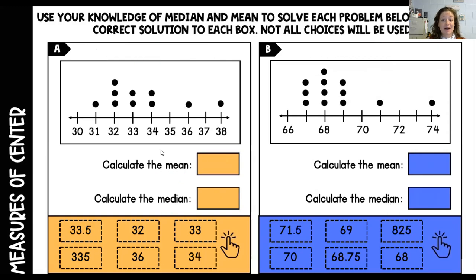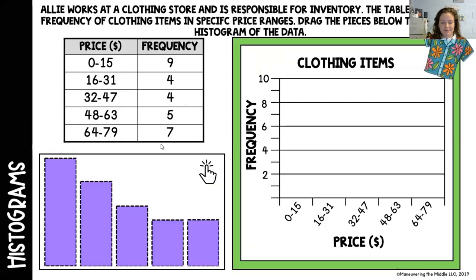Okay, so that was dot plots. Let's go ahead and talk about some histograms here. Okay, so Allie works at a clothing store and is responsible for inventory. The table shows the frequency of clothing items in specific price ranges. Drag the prices below to create a histogram of data.